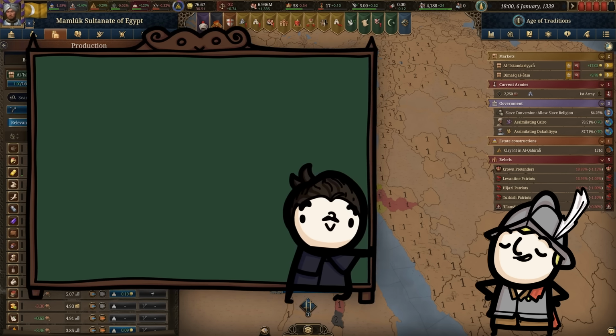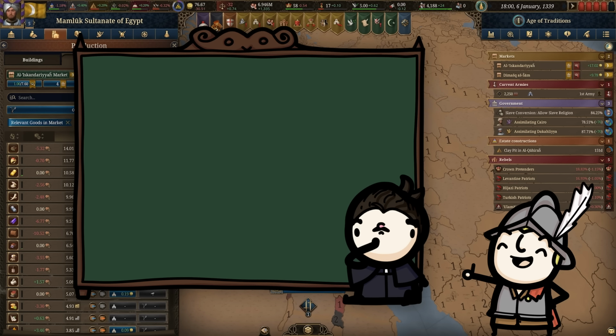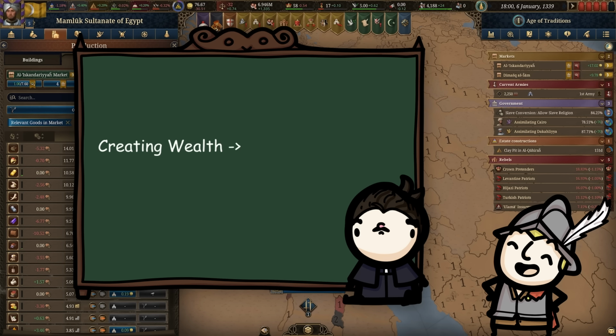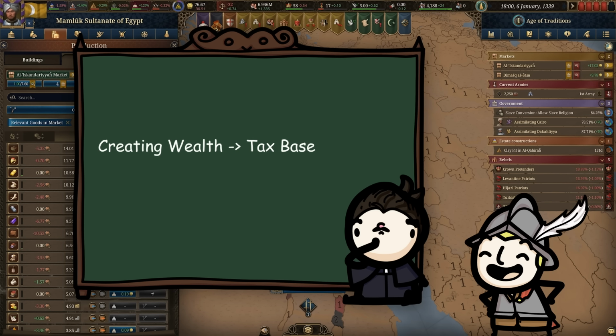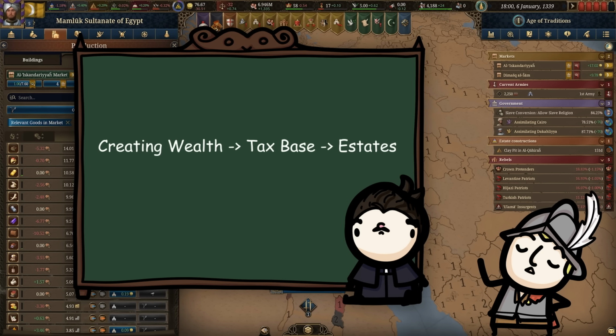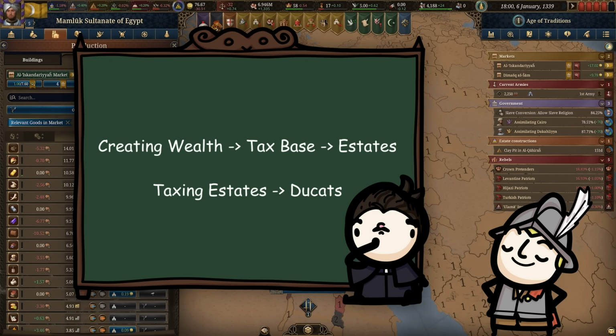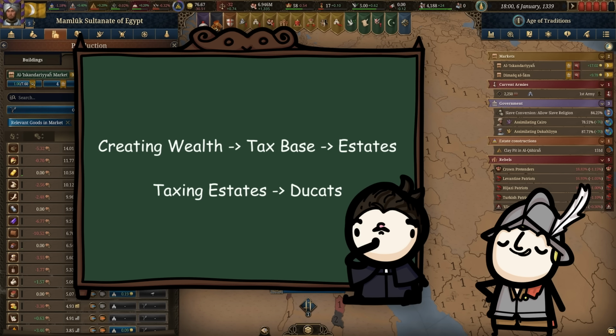Because it's important to keep in mind, we're going to reiterate this point. All these actions are creating wealth in your nation that contribute to your economic base, which all flows to your estates based on their power. And it is from these estates that value, in terms of ducats, is being extracted via taxation, and that is the money you have to use when you're playing the game.